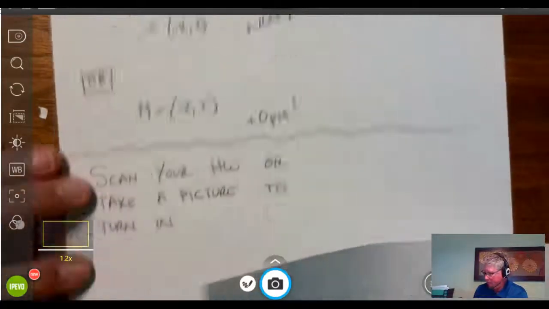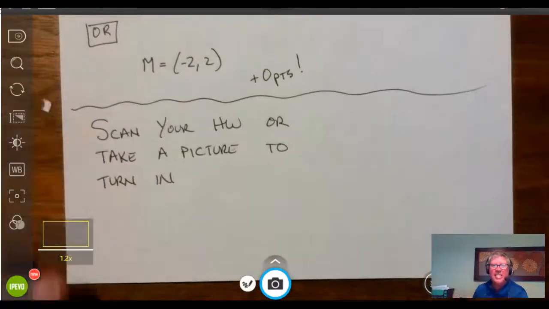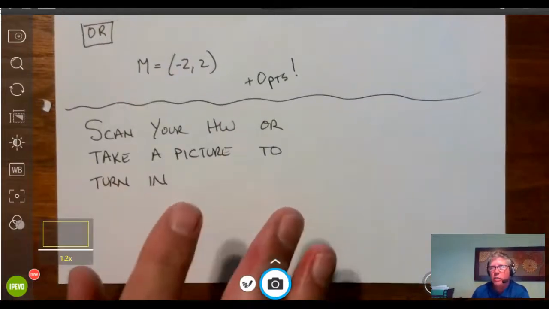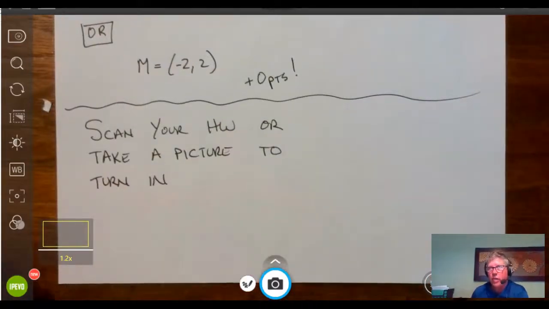All right. When you are done, you're going to scan your homework or take a picture. You're going to hold on to that, and we're going to do that all together the next day. So you're going to have it ready to go, but I want to walk through that, that whole idea. So your goal is to, for Thursday, come in with your homework done.